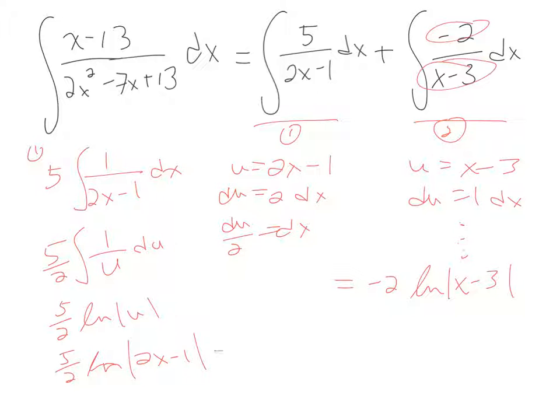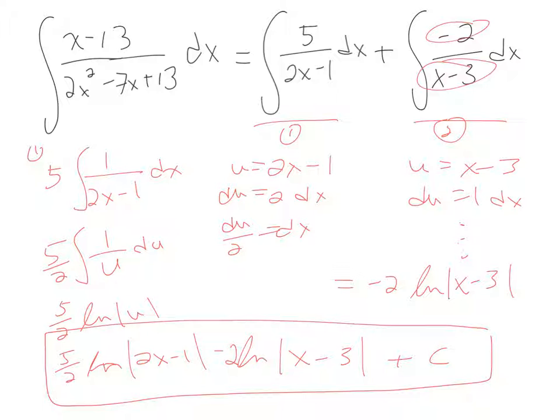Combining that with our other answer, we have minus 2 log of x minus 3. Oh, don't forget the 2. And then in your final answer, you need to have plus c. In future problems, there may be log properties where you can combine some of these logarithms to rewrite the answer, but this is sufficient for our purposes here.